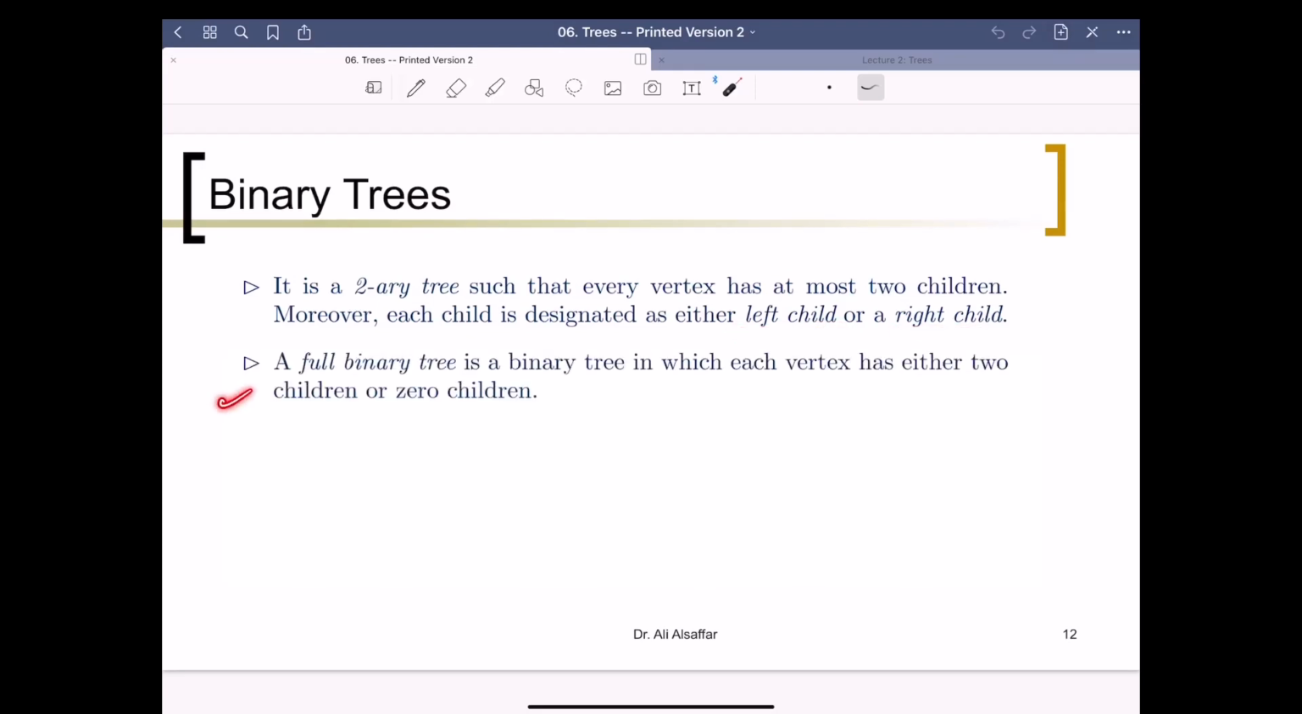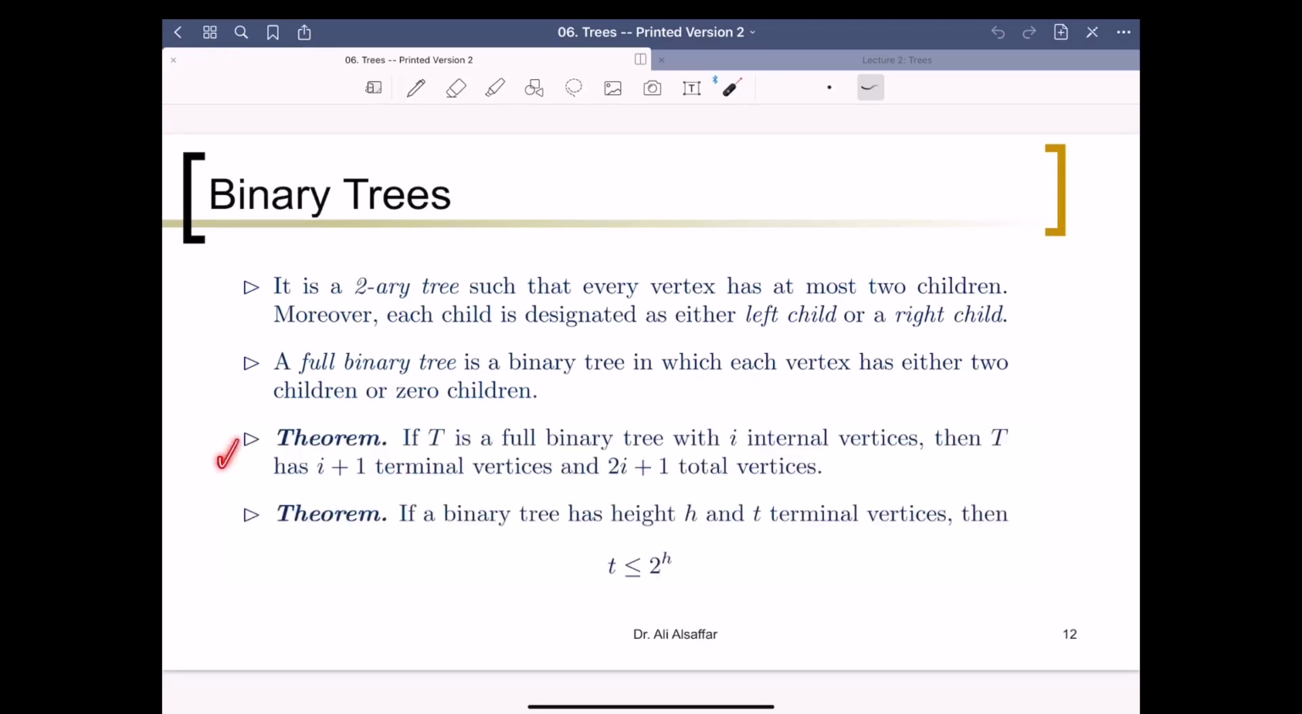Now for a full binary tree, remember that an M-ary tree is full if all internal vertices have M children. So a full binary tree is a binary tree such that every internal vertex has exactly 2 children. Or we can say that each vertex either has 2 children or 0 children, which are leaves.